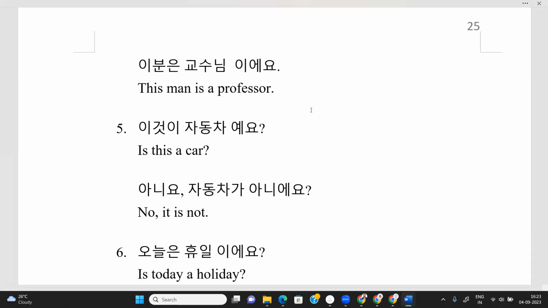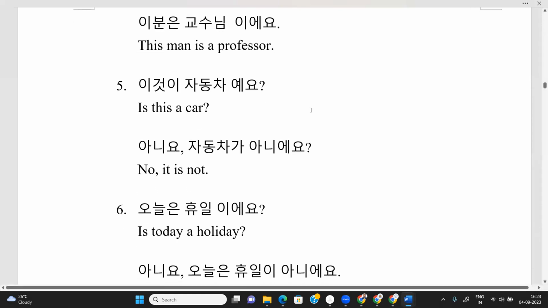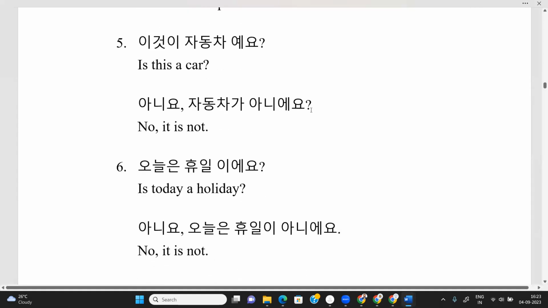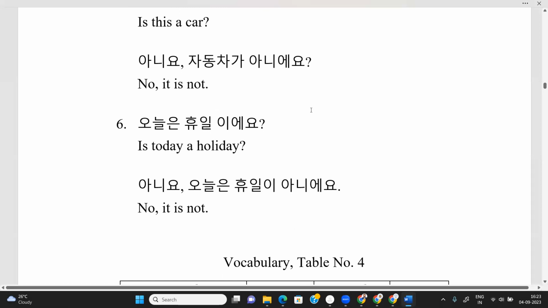이것이 자동차예요. Is this a car? 아니요. 자동차가 아니에요. 오늘은 휴일이에요. Is today a holiday? 아니요. 오늘은 휴일이 아니에요.